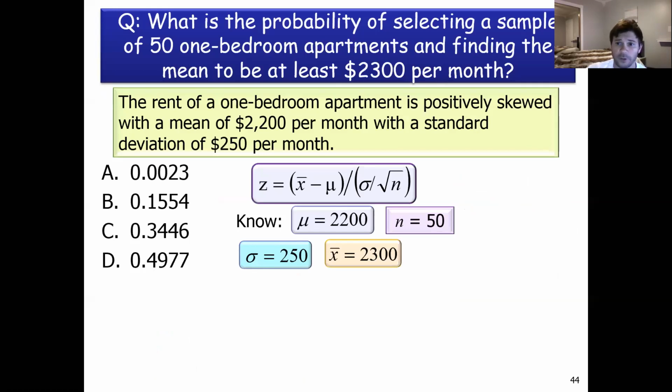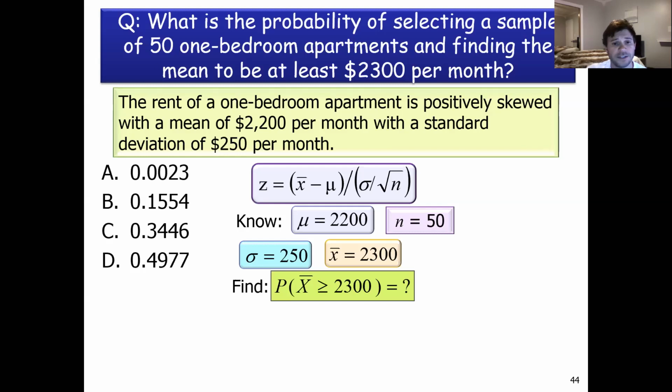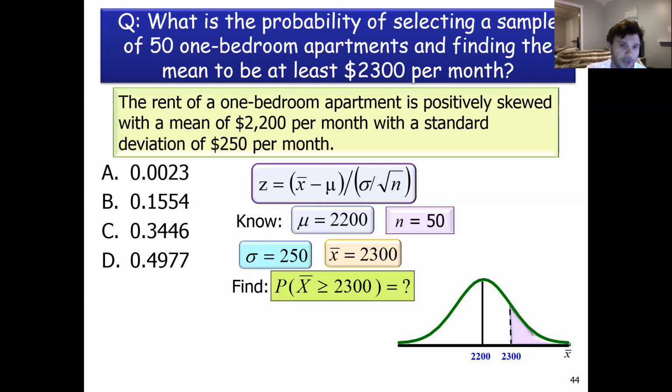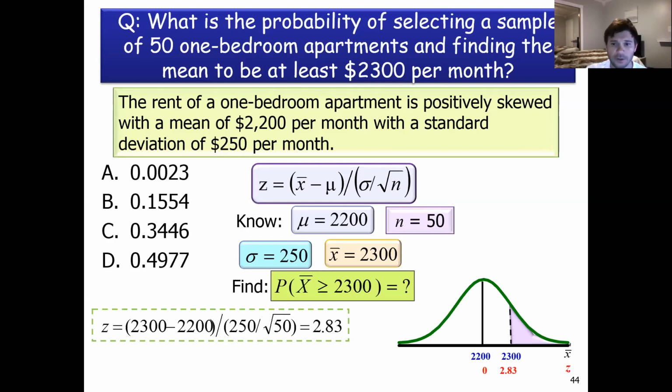Formally, we're asking what is the probability that the sample mean is greater than or equal to that threshold value, which means they are asking us again to find an upper tail probability. So how are we going to do this? Well, let's convert that threshold 2,300 into a Z-score. We subtract the 2,200 mean, divide by the standard error, which is the 250 over square root n term here, and that'll give us a Z value of 2.83.